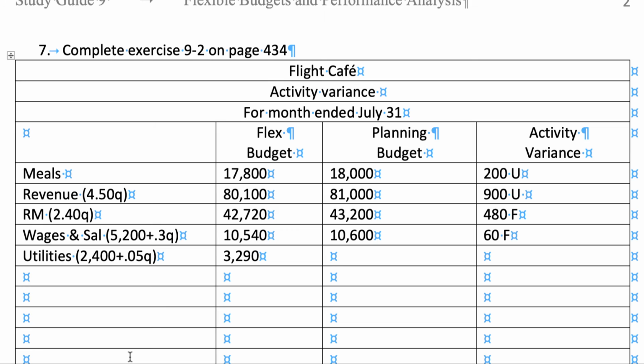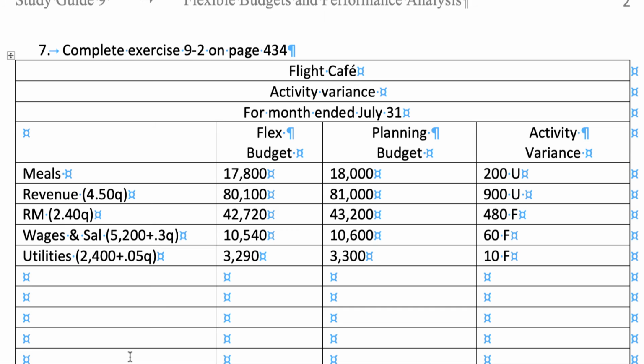And I do the same thing for the planning budget, which ends up being 3,300. So when I look at those two, there's a $10 difference, right? Am I favorable or unfavorable? Well, it's going to be favorable. How do you know that? Because the flex budget is less than the planning budget. So we're $10 favorable. Again, what's the reason for that? Well, the difference in activity, right?